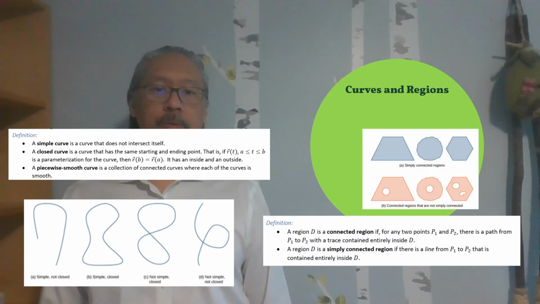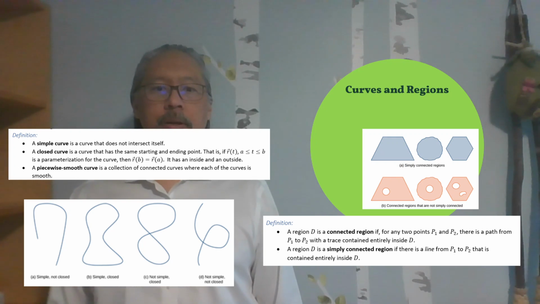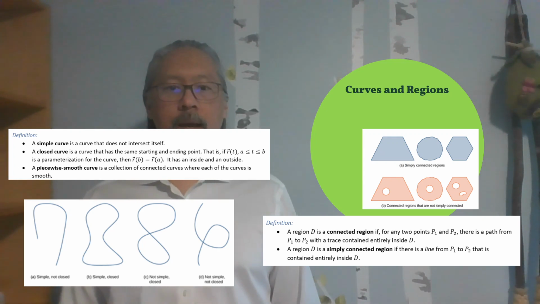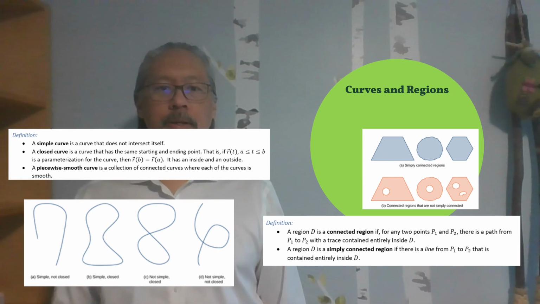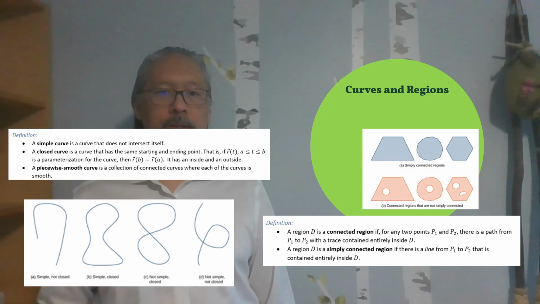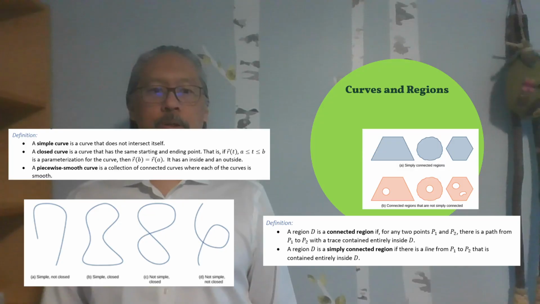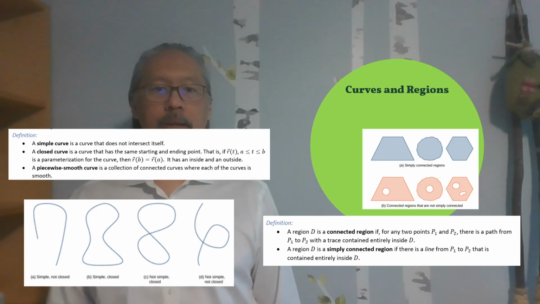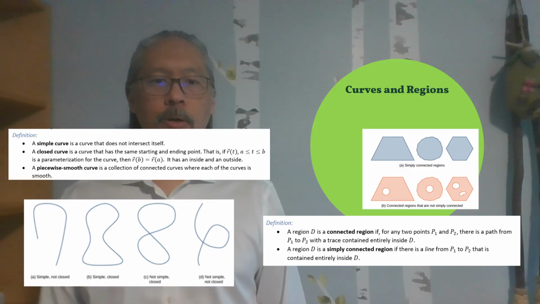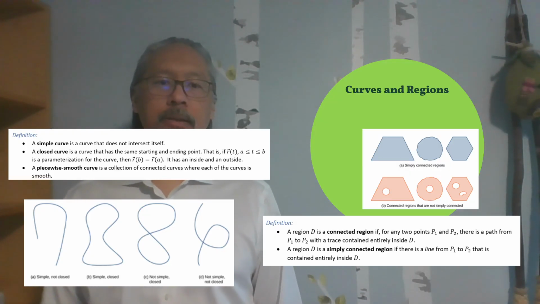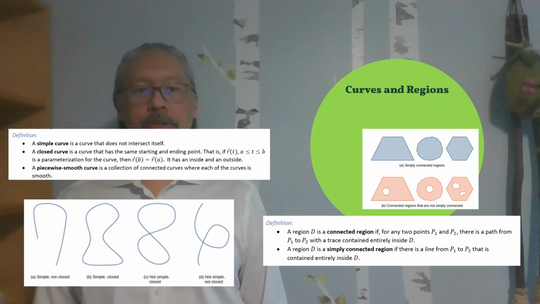In terms of regions, connected regions are regions that are attached. A simply connected region says that any points in there are going to be contained. Any line that we draw between a couple of points will be totally contained within your region. Or there would be a path that would be totally contained in our region.